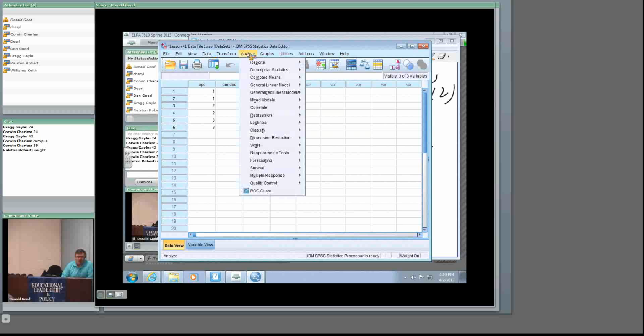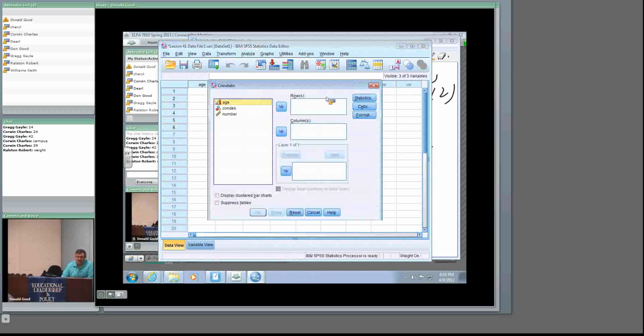I'm going to go to Analyze, Descriptive Statistics, Crosstabs. This asks me to pick my rows and columns. I think my rows were condescension and my columns were the age. No, I had it backwards. Never mind. The age was the rows, the condescension was the columns. Is that right? It actually doesn't even matter here.